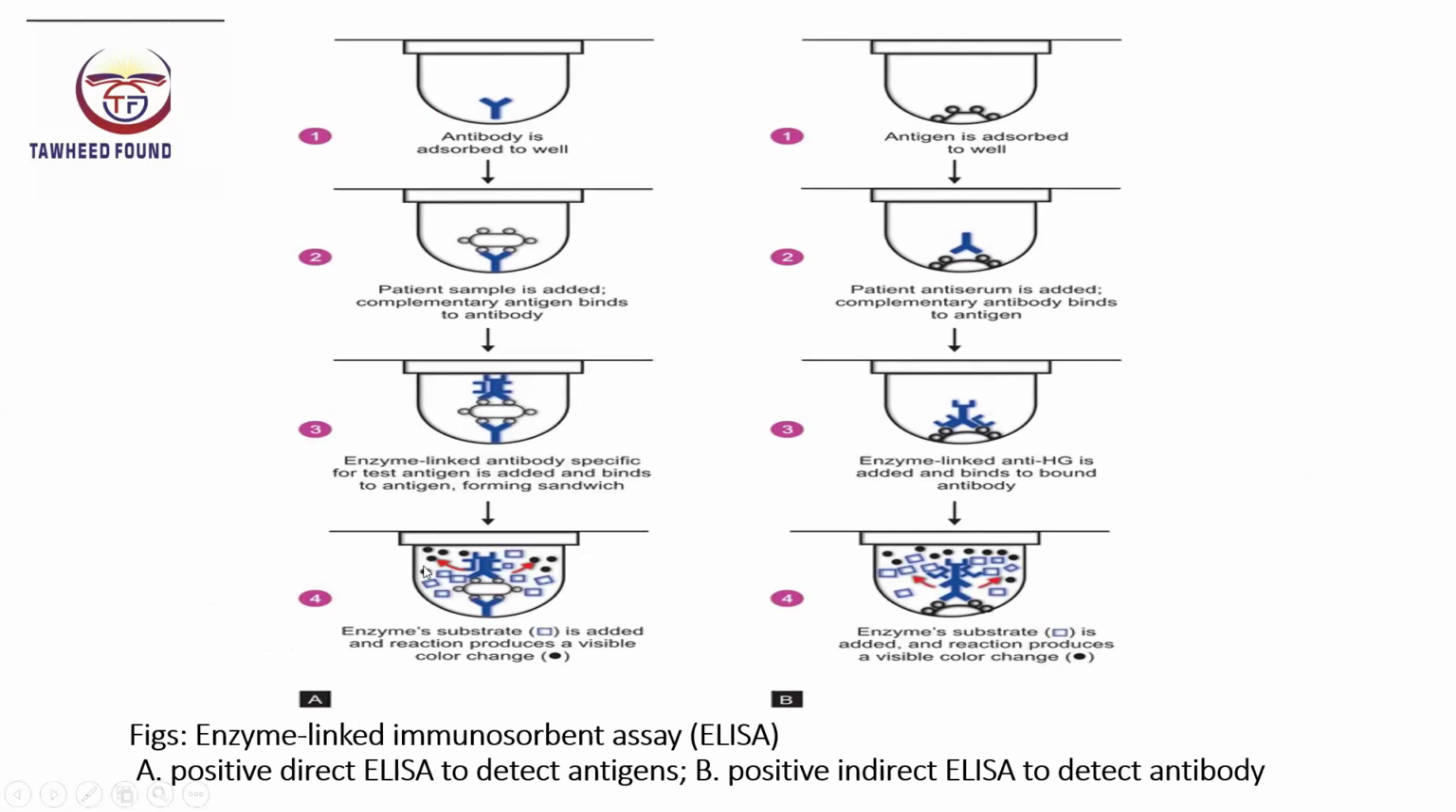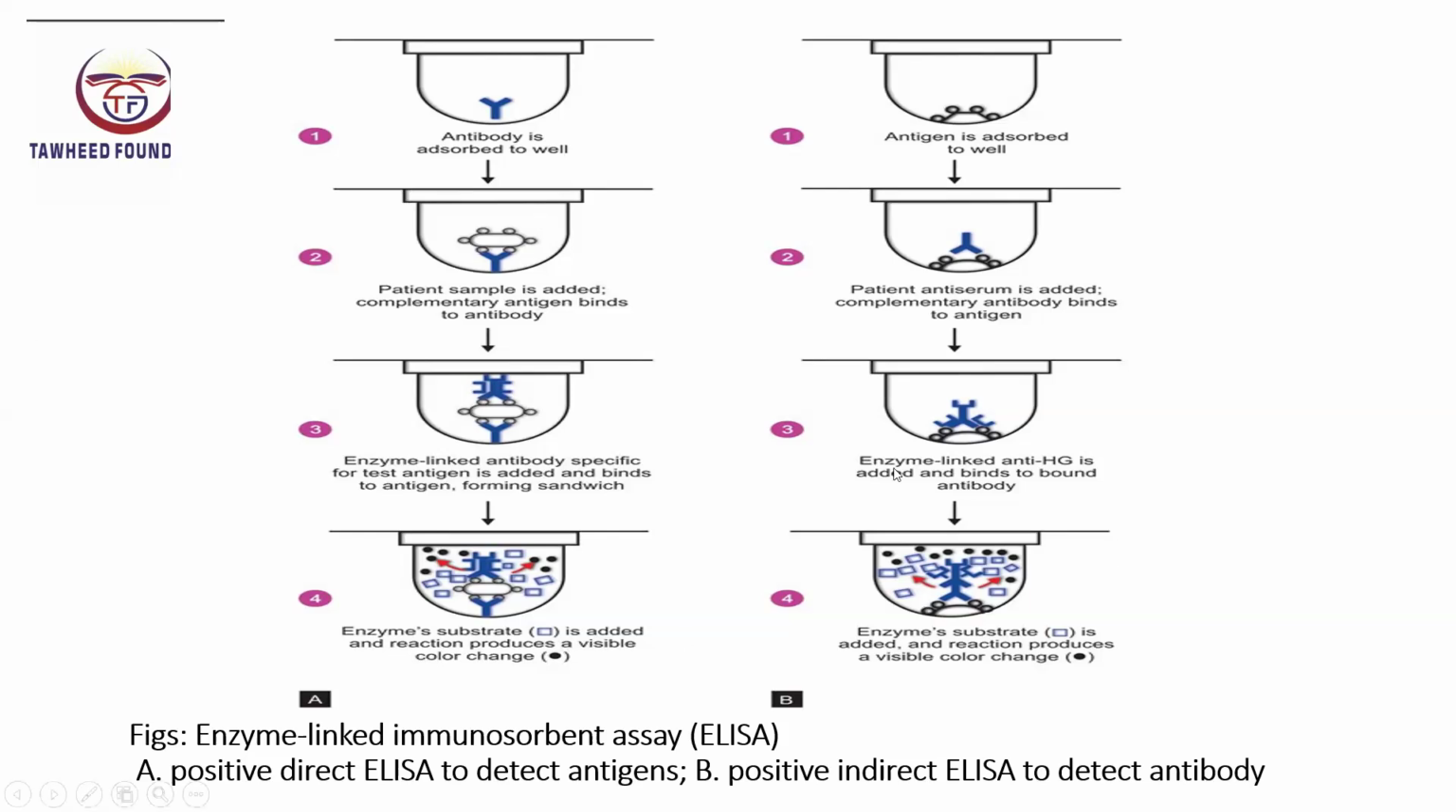In figure A, direct ELISA, wells of microtiter plate are coated with specific antibody. The patient sample containing antigen is added, allowing antigen binding. A second enzyme labeled antibody specific for the same antigen is then introduced, forming an antibody antigen enzyme linked antibody sandwich. When the enzyme substrate is added, a color change occurs. The intensity of color is proportional to the antigen concentration in the sample.